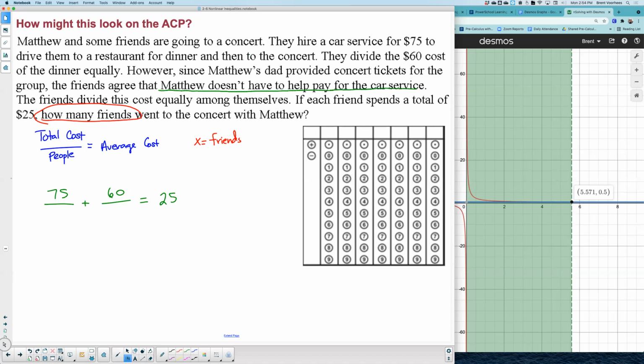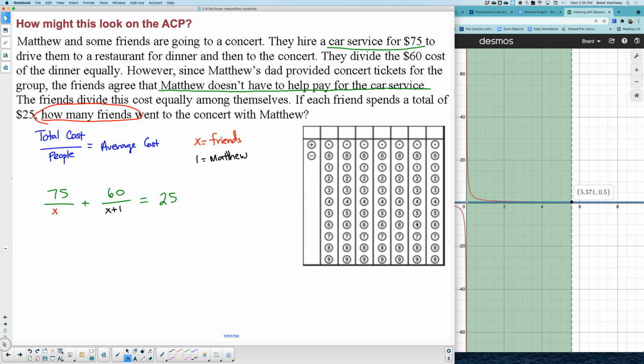So who pays for the car service of 75? Who pays for the car service? Everybody except Matthew, defined as who in this problem? Friends. Friends pay for the $75 cost. Who pays for the restaurant or the dinner? Everybody. Friends plus 1, which represents Matthew.